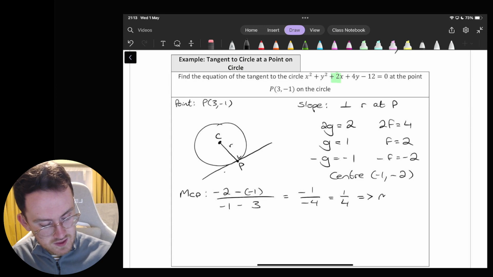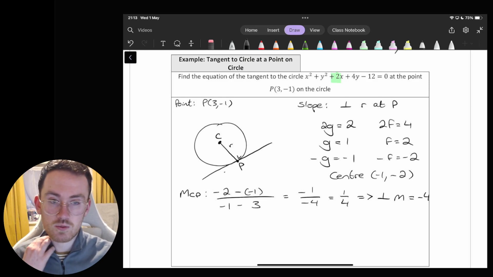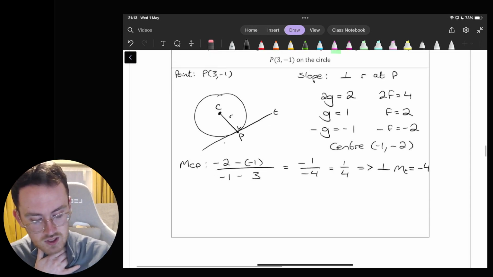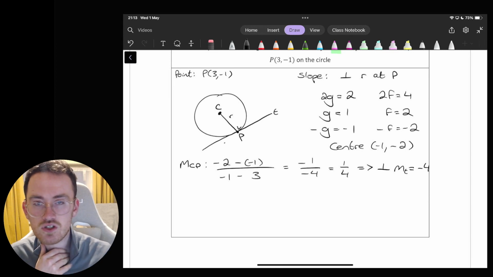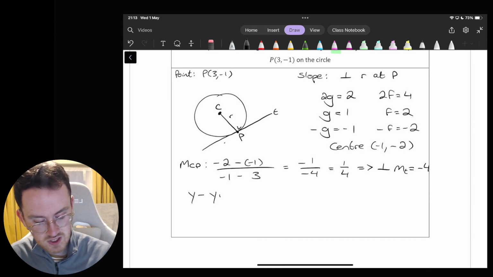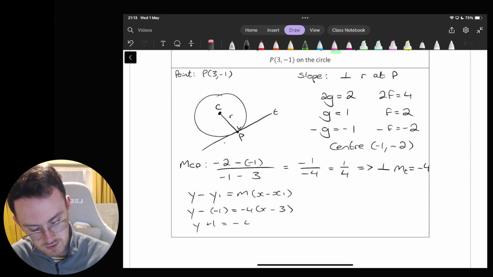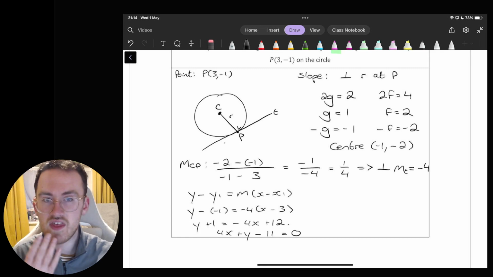That's going to tell me that my perpendicular slope is going to have to be minus 4. My perpendicular slope is going to have to be minus 4, and that's my tangent line, so maybe we'll call that one t. So now I know that the slope of my tangent line is minus 4, and the point it's going through is (3, -1). I can find the equation of my tangent using our usual equation of the line formula. So y minus minus 1 equals minus 4 times (x minus 3). y plus 1 equals minus 4x plus 12. And we get 4x plus y minus 11 equals 0. And that is the equation of the tangent.